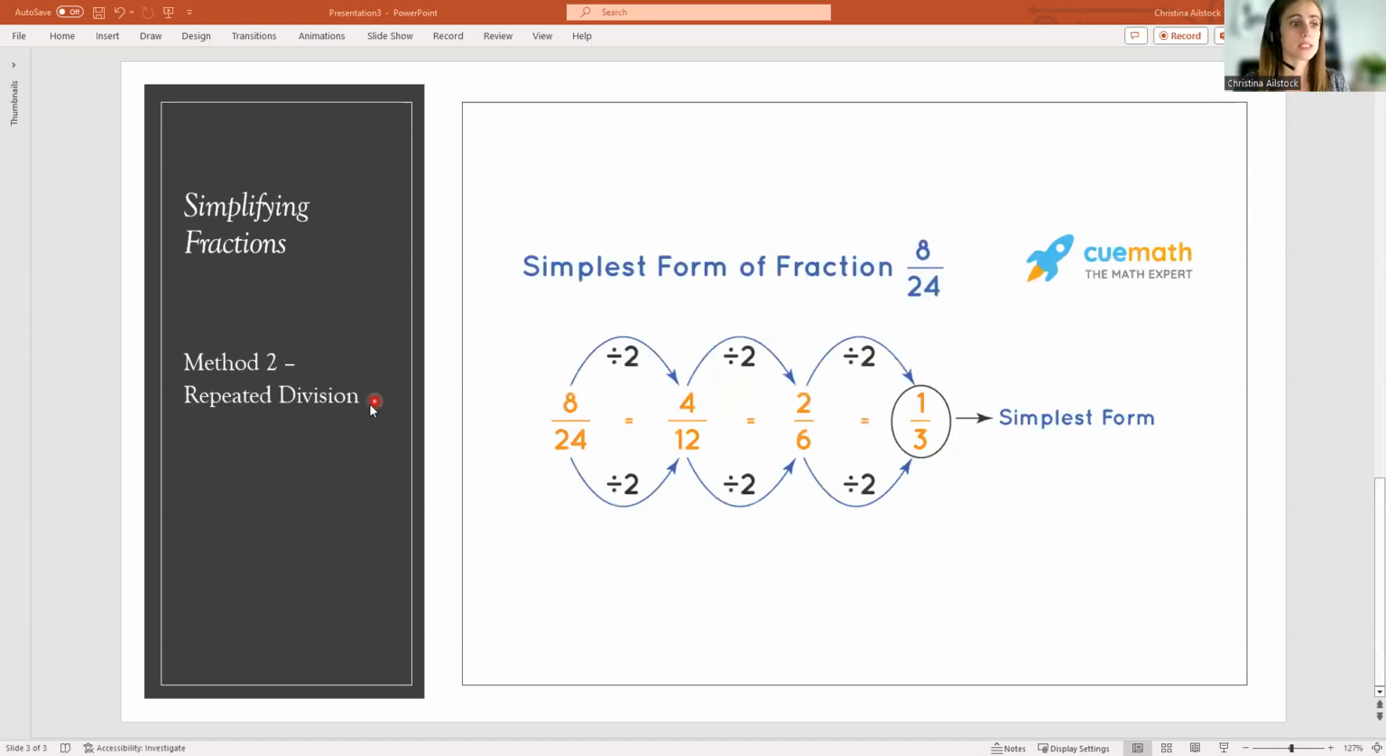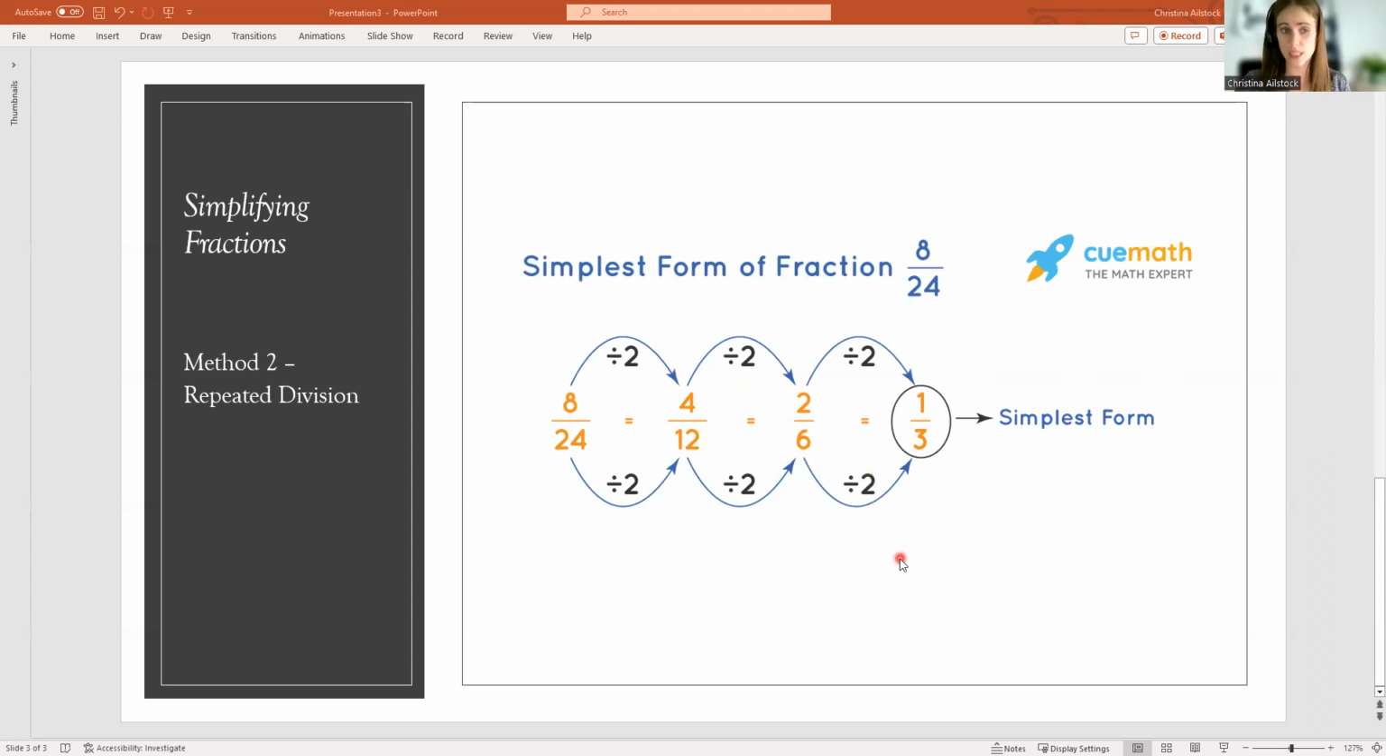The other method is by using repeated division. So if you don't want to find the greatest common factor, you can just find a common factor, so basically something that both your numerator and denominator can be divided by, and you just keep dividing until you can't any further, or until there's no other common factors. So in this example here, they noticed that both 8 and 24 were even numbers, so they divided by 2. Still both even numbers, divided by 2. Still both even numbers and divided by 2.